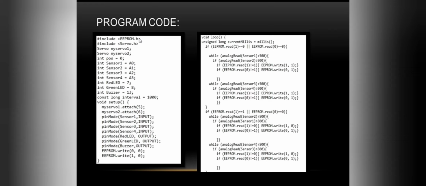And next I have defined the two motors. I have used two servo motors for opening and closing of the gates, and I have defined them. Then I have used four sensors, as said already. We have connected the first sensor to A0, and next A1, A2 and A3.